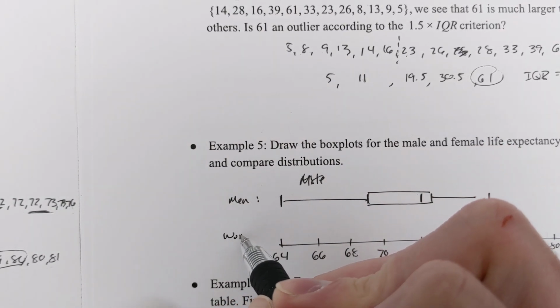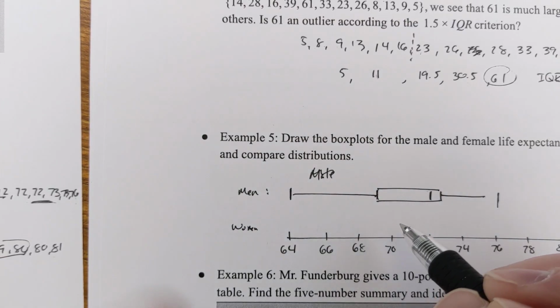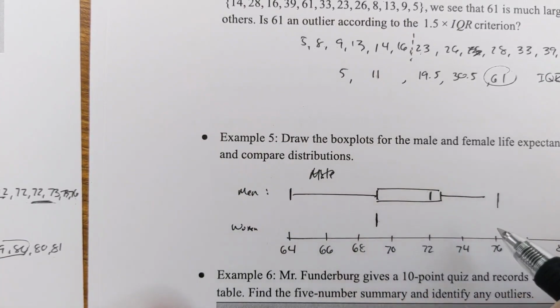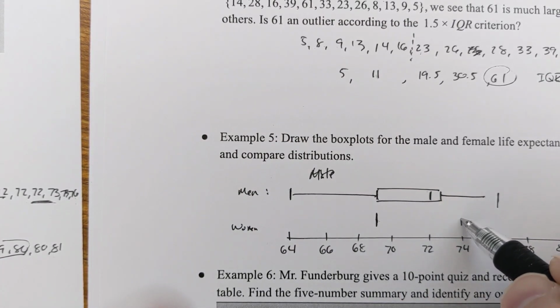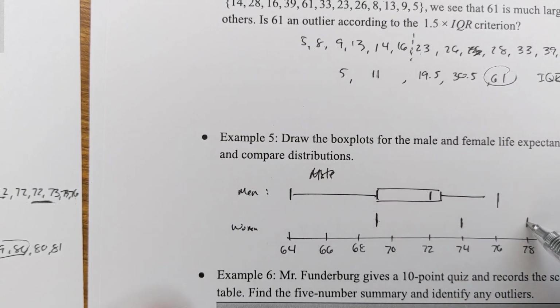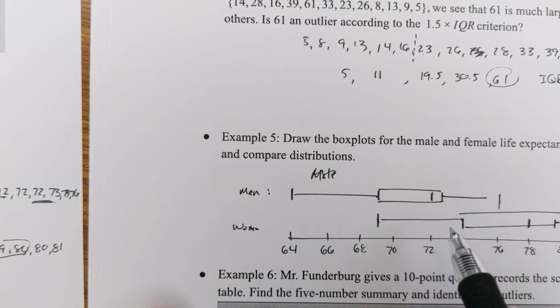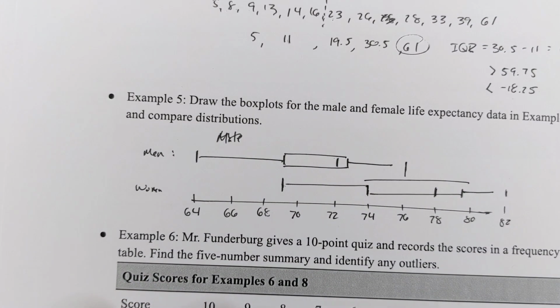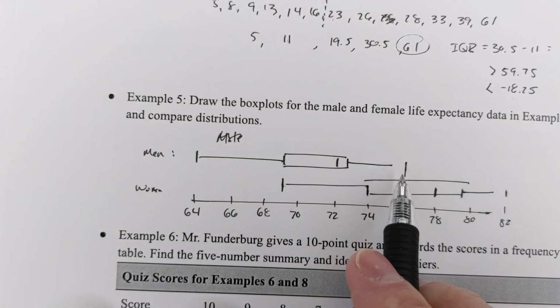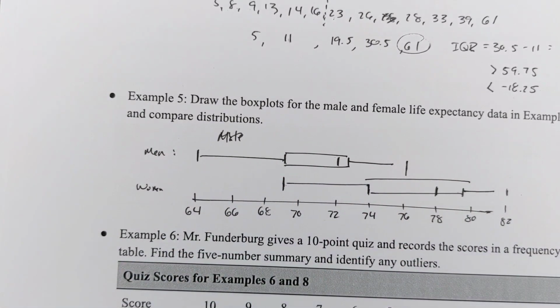For the women, do the same thing. The smallest value is 69, so that's right here. Then the Q1 is 74. The median is 78. 79.5 for Q3, and 81 for the max. So their box and whisker looks like that. So use the 5 numbers to get the vertical bars, and you box the middle 3, whiskers come out.